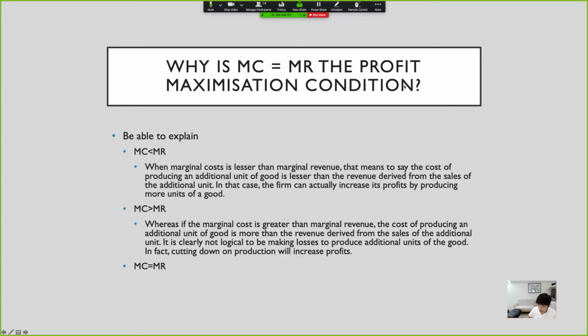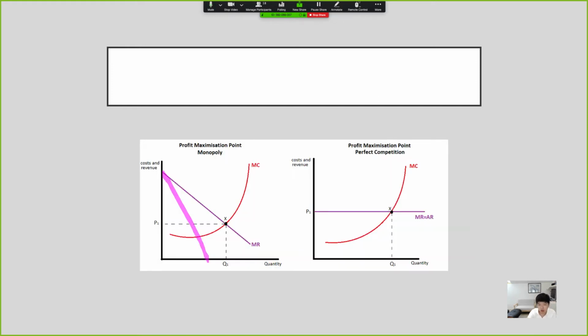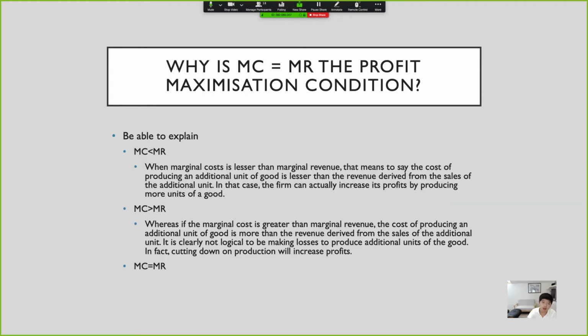Now, why is it that your MC equals MR, the profit maximization condition? So why is that so? First, I'm going to draw out a standard MC equals MR diagram for you to see. Actually, yeah, I think I'll draw it out here. So let me just draw it out first. You have a piece of paper. Follow me in drawing, okay? I'm going to draw a standard MC equal MR diagram, a profit maximization diagram for a normal firm, not a PC firm, a normal firm. Alright, so I'm going to draw it out here.